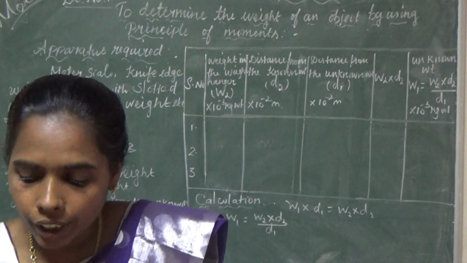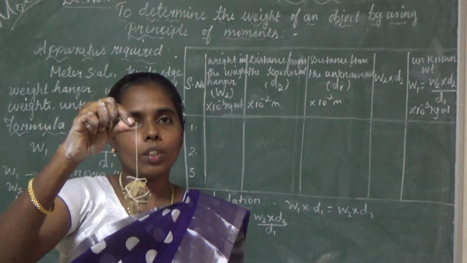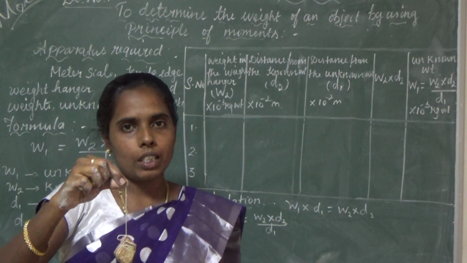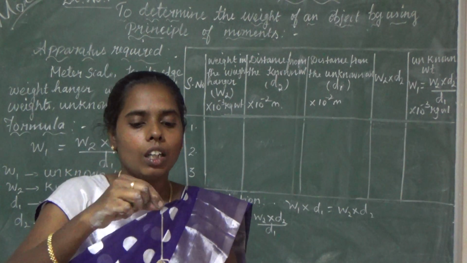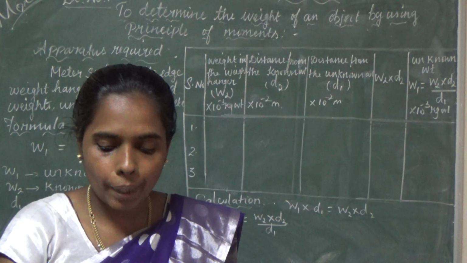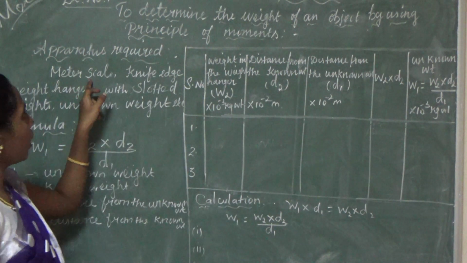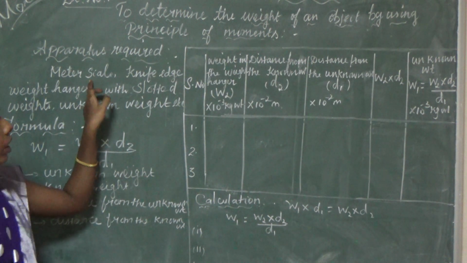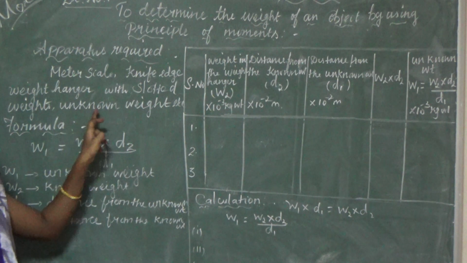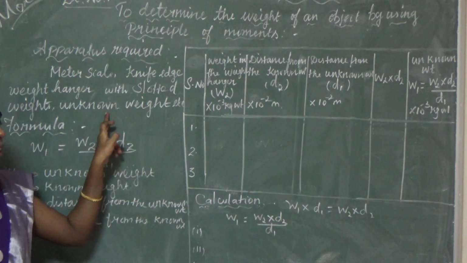Then we need the unknown weight. So this stone's weight we are going to measure by using the principle of moments. These are the apparatus we require. Once again, what apparatus do we require? Meter scale, knife edge, weight hanger with slotted weights, and the unknown weight.